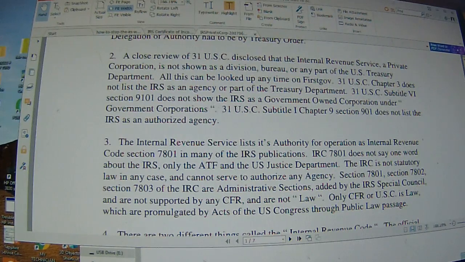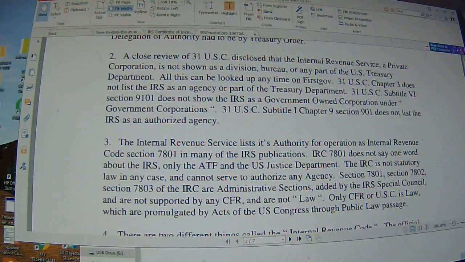IRC 7801 does not say one word about the I.R.S., only the ATF, which is the Alcohol, Tobacco, and Firearms, and the U.S. Justice Department. The IRC is not statutory law in any case and cannot serve to authorize any agency. Section 7801, Section 7802, and Section 7803 of the IRC are administrative sections added by the I.R.S. Special Counsel and are not supported by CFR and are not law. Only CFR or USC is law, which are promulgated by acts of the U.S. Congress through public law passages.